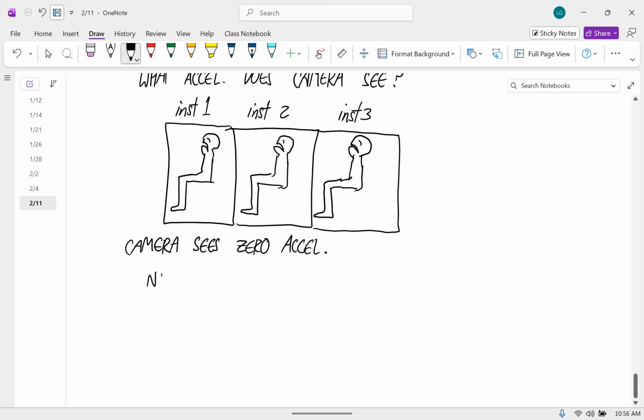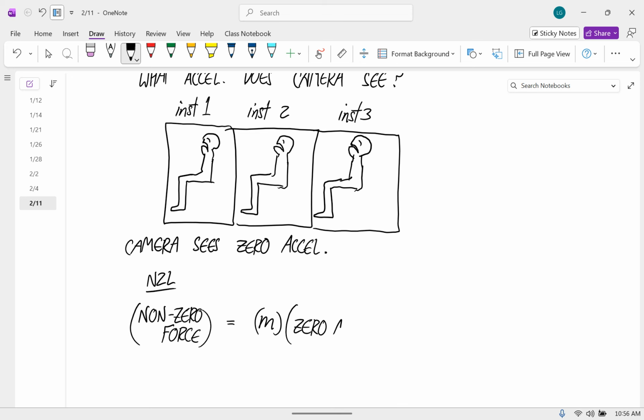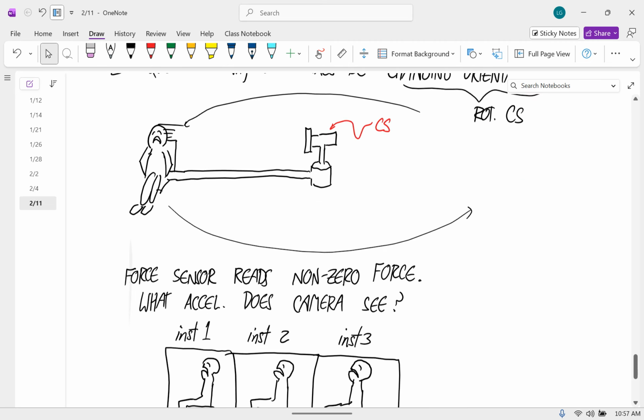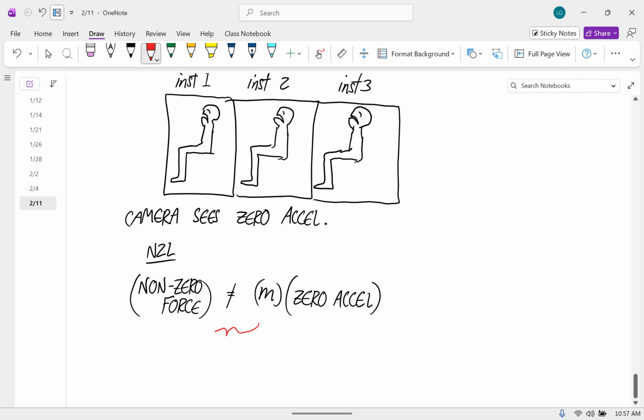And so Newton's second law, I'm not going to write it out in vector form, but it will see a non-zero force that's equal to a mass times 0 acceleration. And that doesn't work.